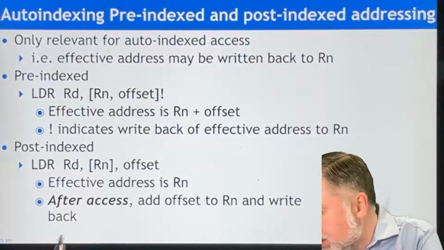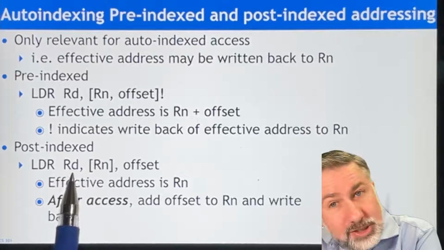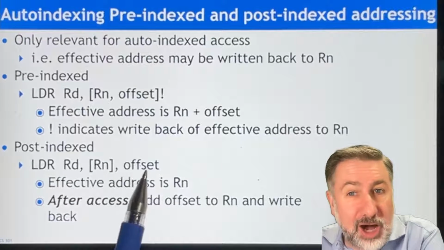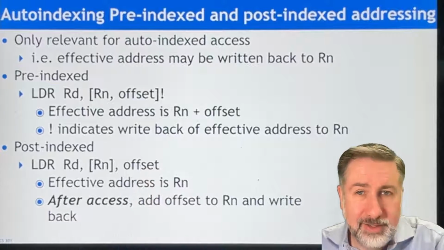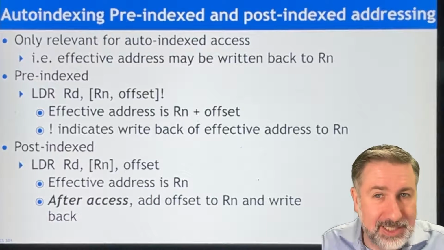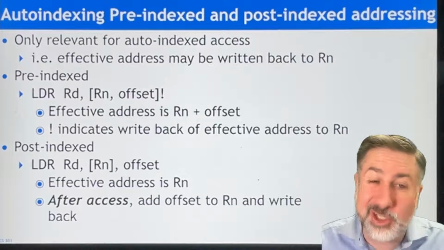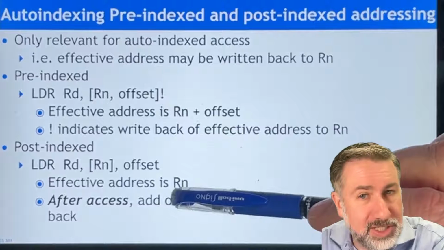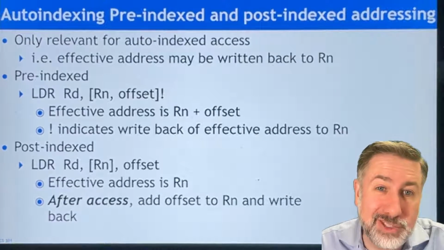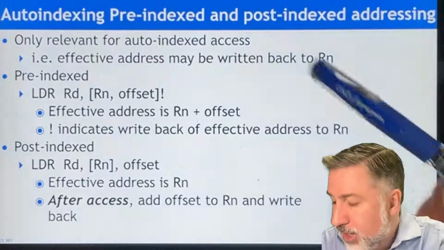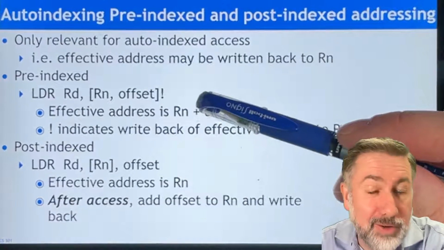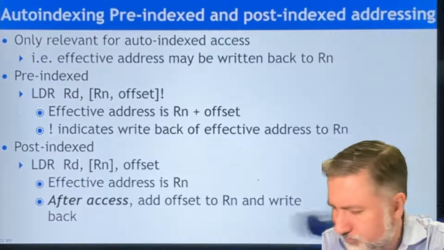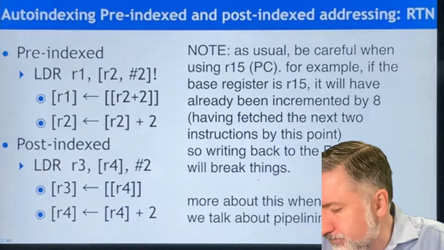And then post-indexed is the register, which is the destination. The effective address is in RN, and then it's offset after. Okay? You modify the value after access, and again, that implies that you're writing it back. So you don't need the exclamation mark here for post-indexed. If you're modifying it after you use it, that means you're changing it. Here, if you use it before you modify it, you may or may not want to change it. But if you're modifying it after you use it, you're changing it. All right, so what do these look like?